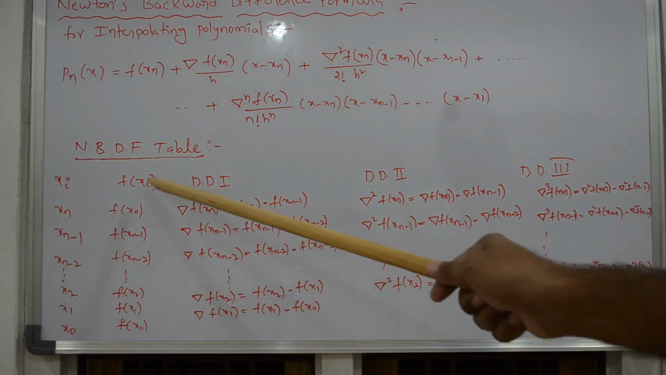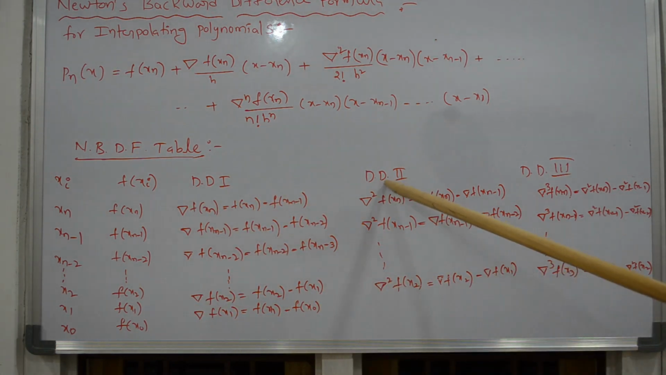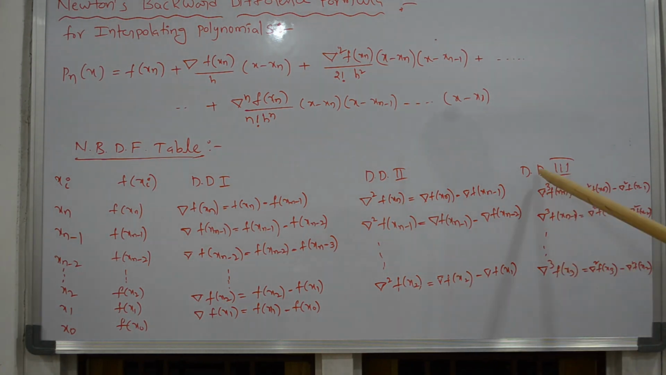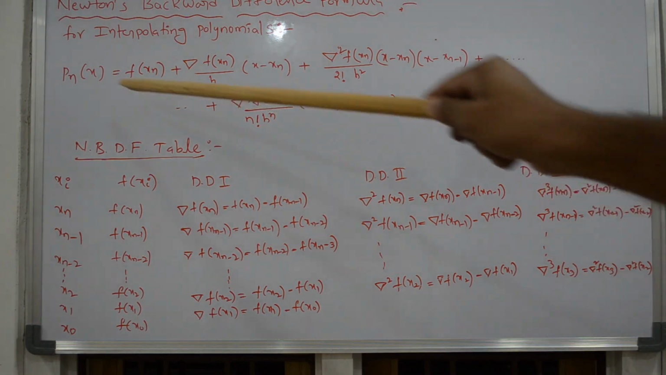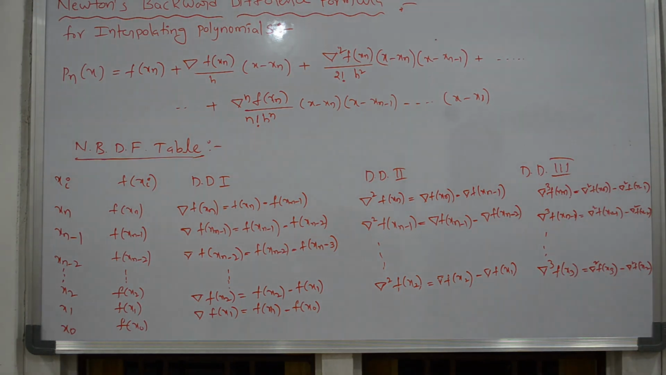Here, in divided difference 1, delta f of x1 is the last value; in divided difference 2, delta square f of x2 is the last value; in divided difference 3, delta cube f of x3 is the last value, and so on. We will find delta to the power of n of f of xn, which is the last value in the Newton backward difference formula. Then we substitute all these values in this formula and get the interpolating polynomial Pn of x. This is the Newton backward difference formula.